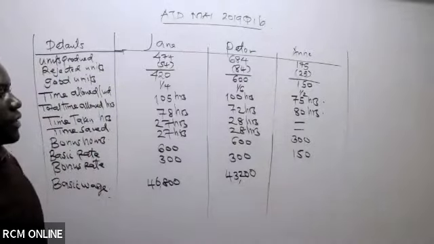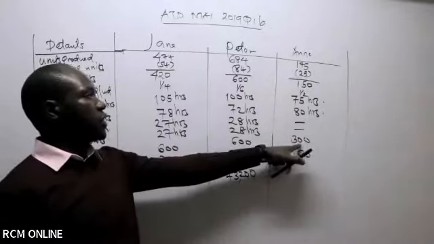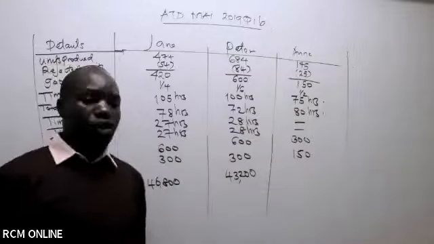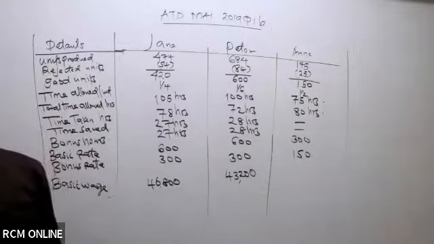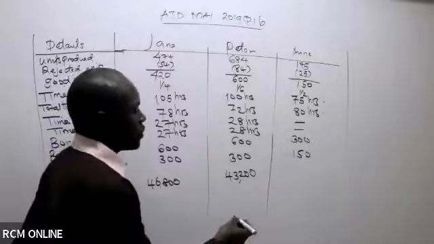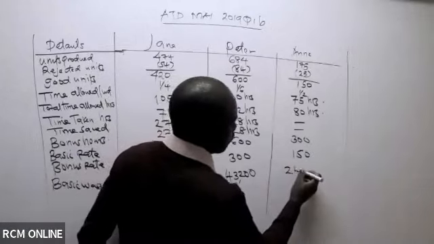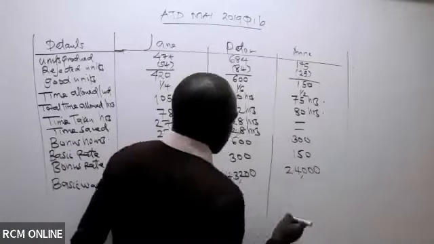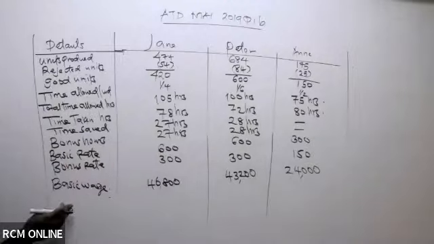Then we check the last one. 300 by 80. How much will it be? 300 multiplied by 80. 24,000. That is basic wage. So let's go to bonus wage.